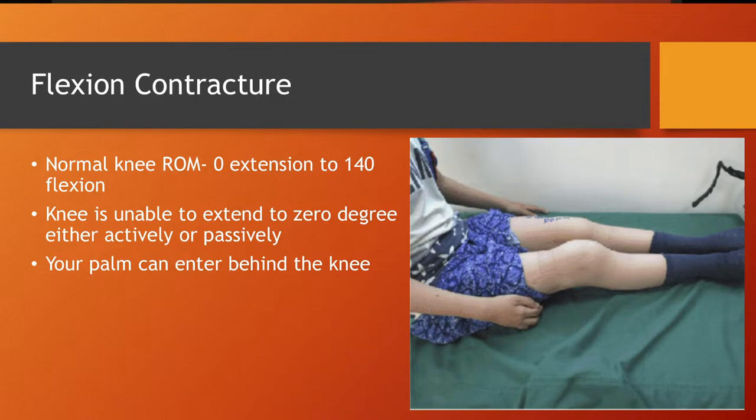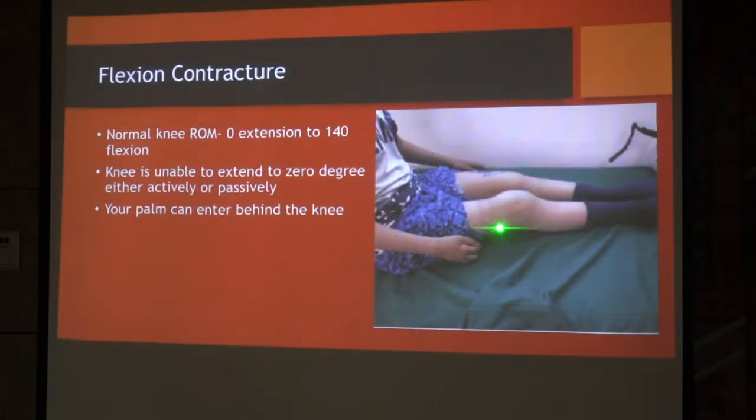Now the flexion contracture. Normally the range of motion of the knee joint is from 0 degrees, that is straight to the bed, to 140 degrees of flexion. When the knee is unable to extend to 0 degrees, either actively or passively, even if you push the knee from here, it will not come down and your palm can go behind the knee, then it is a flexion contracture. It is a severe form of osteoarthritis because with this bent knee, the patient will have a lot of problems while walking.